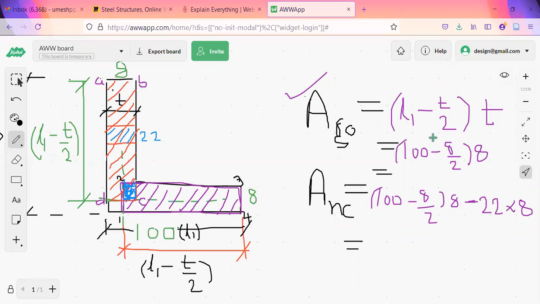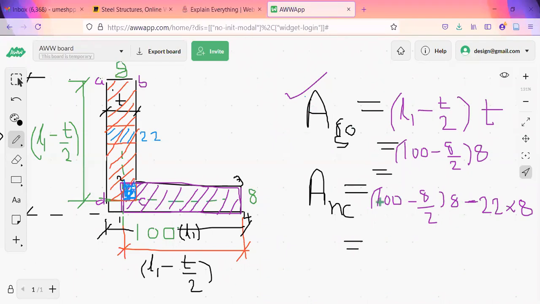Thickness, AG not is O. I think there should not be any problem here. ANC is the area of the connected leg, again area ABCD minus the area of the hole, 22 into 8. If you remove that one, you will get ANC. This is as simple as that. Now this formula has been slightly modified because 8, the thickness, is common in both the cases. So thickness is taken outside: 100 minus 8 by 2 minus 22, with 8 taken outside over there.